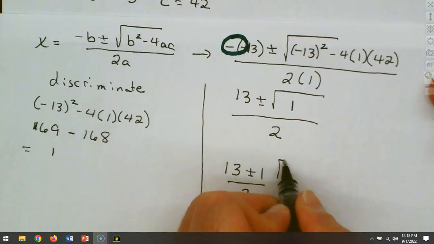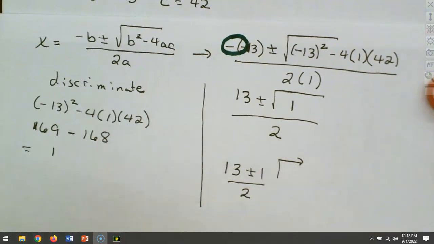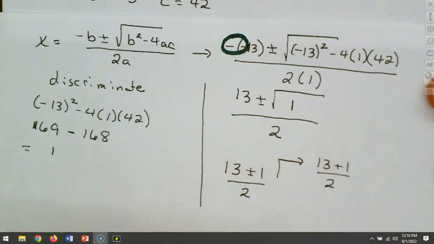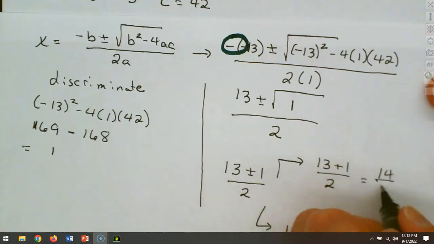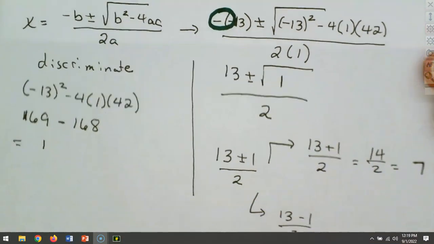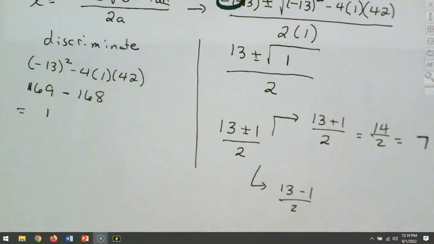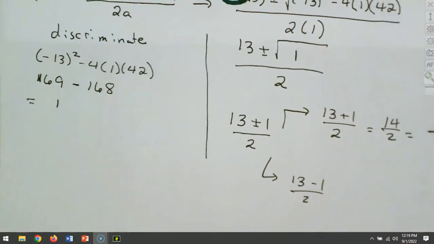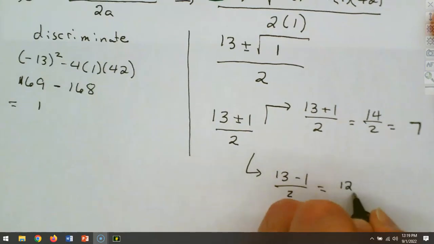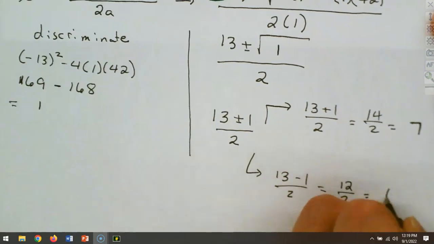And get your two solutions when your square root is gone. So that's 13 plus 1 over 2. And also 13 minus 1 over 2. 13 plus 1 is a 14 over 2, which is then a 7. Okay, so there's that piece. And what's our other one? 13 minus 1 is a 12 over 2, which is then a 6.